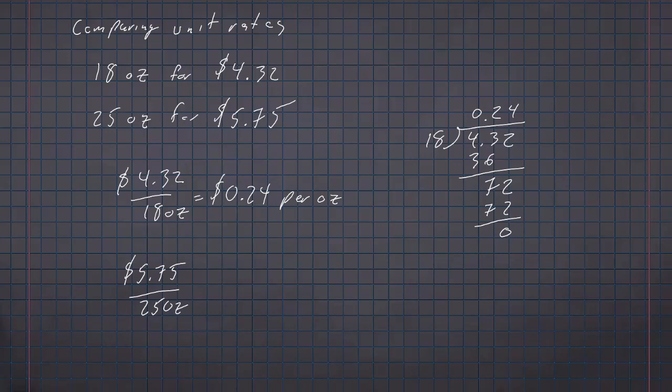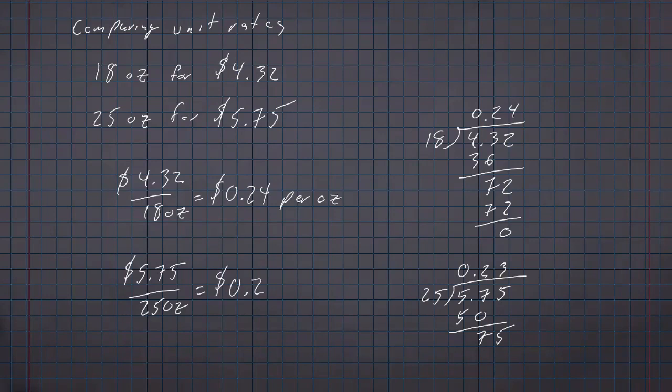Doing the same sort of calculation with the other bottle, 25 fits into 57 twice. 2 times 25 is 50. Subtract that off, you get 7. Drop down the 5. 25 goes into 75 3 times. And in this particular case, we see that the 25-ounce bottle is selling at 23 cents per ounce.